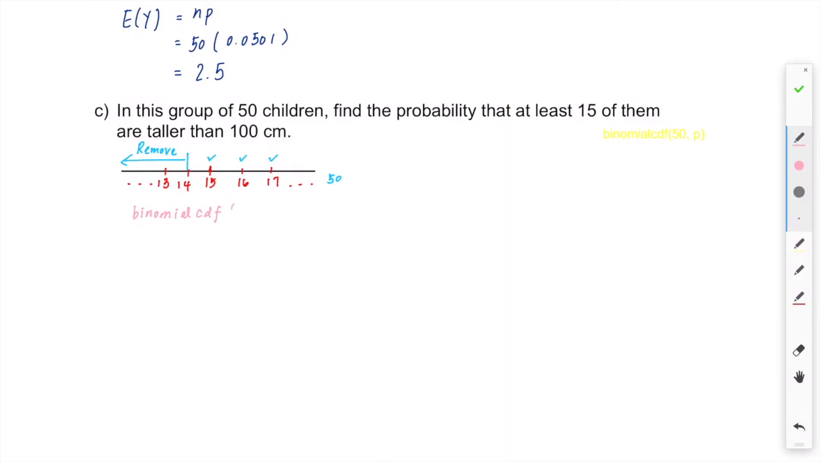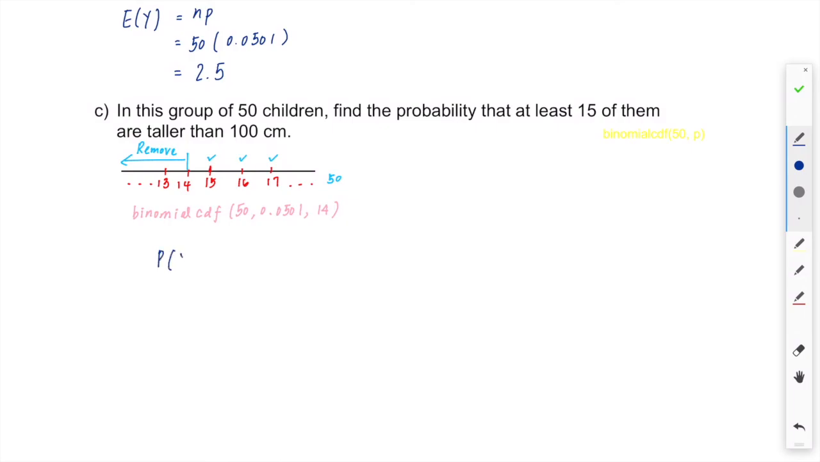So here, your n, number of trials, is 50. Probability of success, 0.0501. And then up to trial number 14. Okay, so that's what you should be doing. And let's write this out as a solution. I'll use the space below.